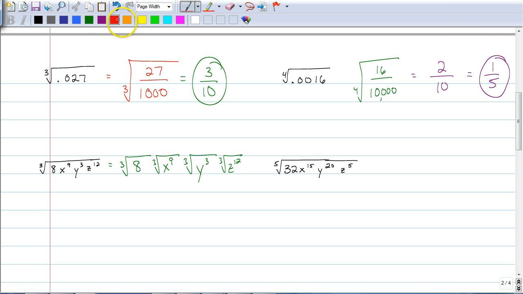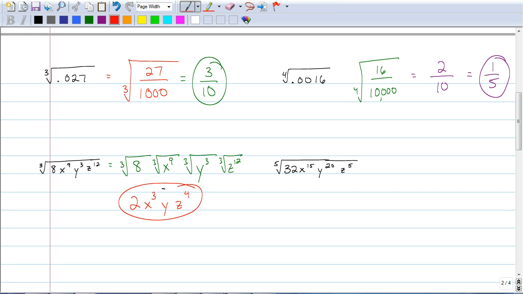So let's start out with the 8. Well, the cubed root of 8, that's 2. The cubed root of x to the 9th, though, when we have a variable here, what we do is we take the power divided by the root. 9 divided by 3 is 3, so I have x cubed. So for the y, I take the power divided by the root. 3 divided by 3 is 1, so y to the first, or just y. And 12 divided by 3 is 4, so this is going to be z to the 4th. And there's your answer.